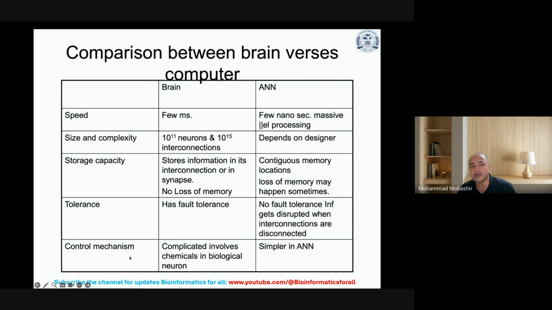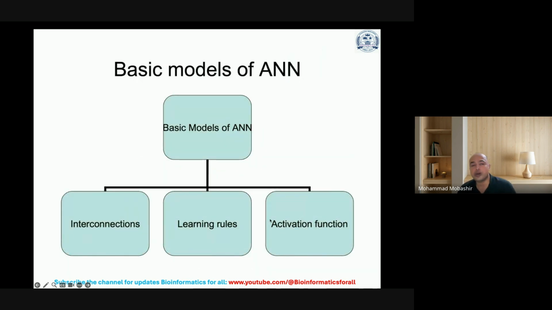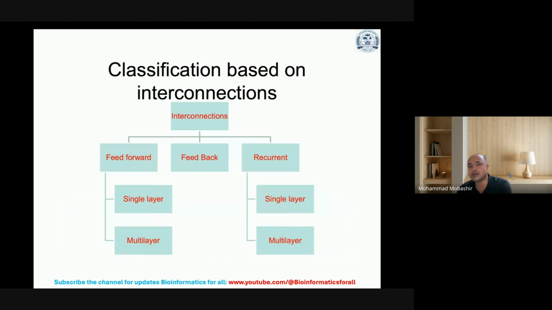What is the control mechanism? It is quite complicated and involves chemicals in biological neurons, while the artificial neural network is quite simpler. And now, what is the basic model of ANN? There are three parts: interconnections, learning rules, activation functions. These three things you need to understand. What are the interconnections? What are the learning rules? And what could be the activation function?